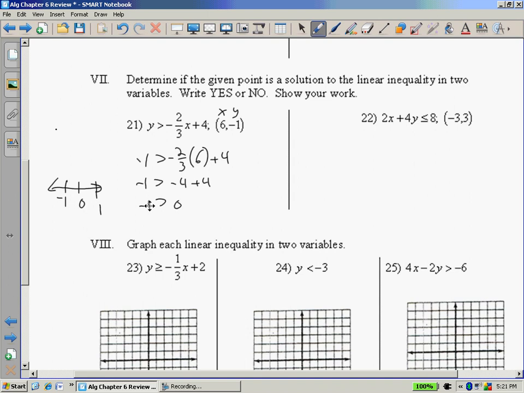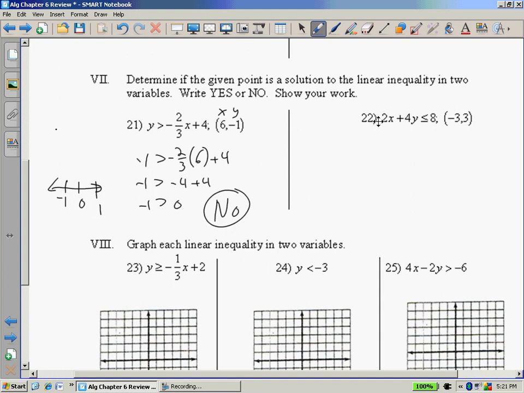What they're saying is negative 1 is to the right or greater than 0. Is negative 1 to the right of 0? No. So this is definitely a no. It does not work. It is not a solution because it does not make this inequality true when you plug it in.